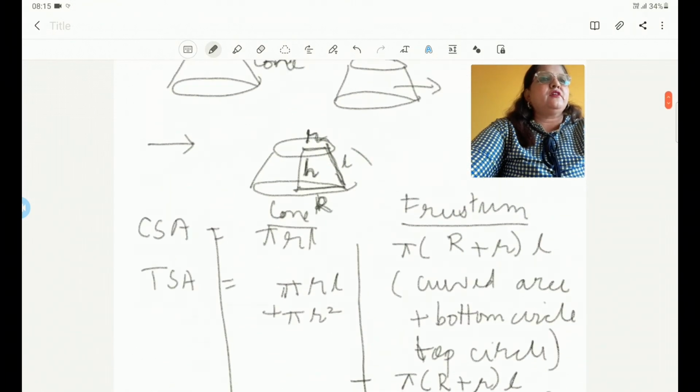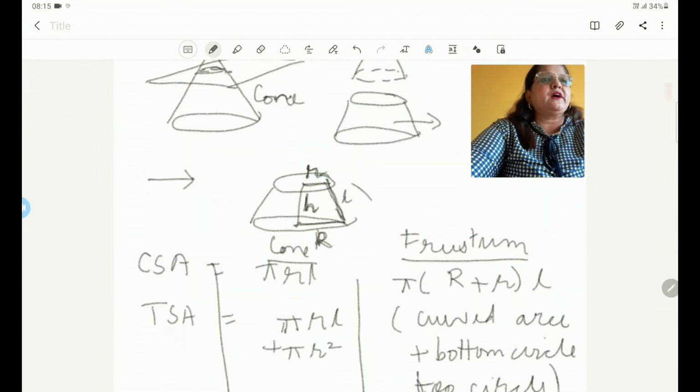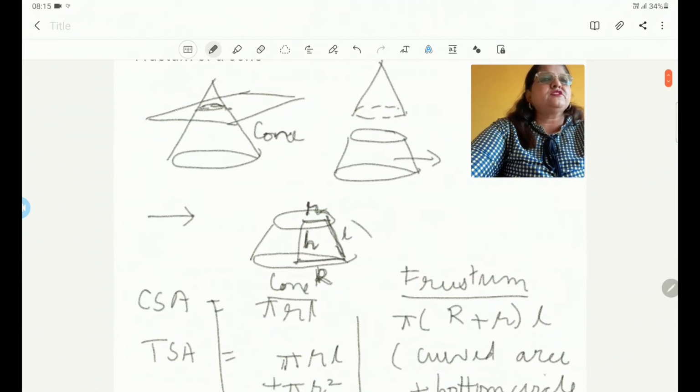How do we calculate volume basically? The bigger cone's volume minus the smaller cone's volume, the part which has been cut off. The bigger cone's volume minus the smaller cone's volume gives you the volume of the frustum of a cone. And L actually is what over here? L is the slant height. The slant height is called L.